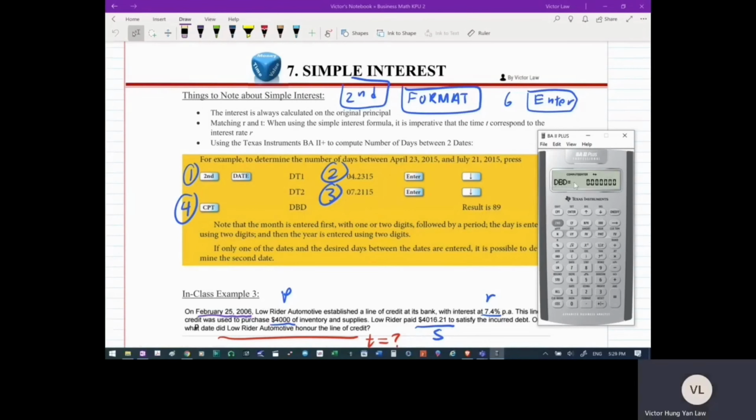You're going to see DBD. DBD represents days between dates. That's what DBD stands for, days between dates. So once we see DBD, our step 4 is to compute. So we press the compute function, CPT, top left corner. We press that CPT, and then you'll see on the financial calculator that now we have 89, and that represents 89 days between those 2 dates. And that's the example that we have here.